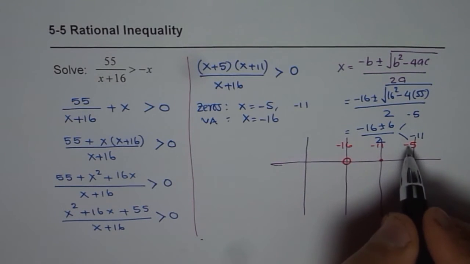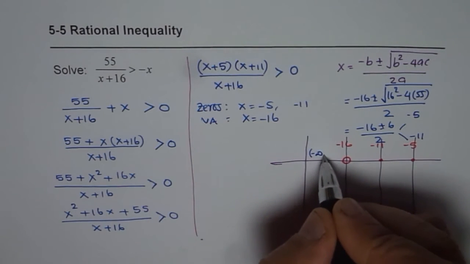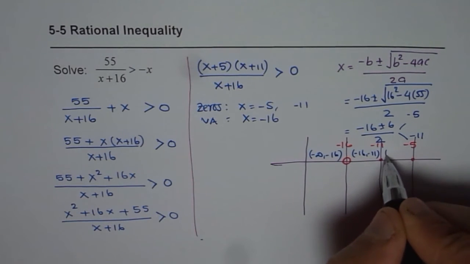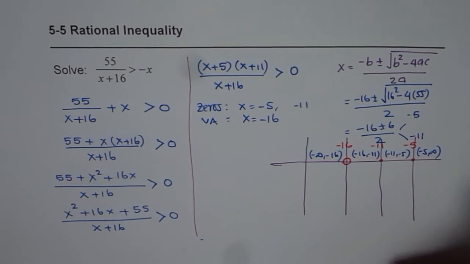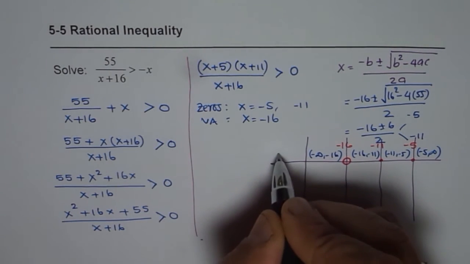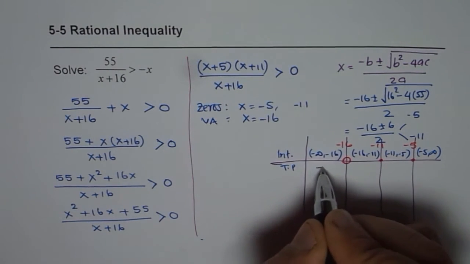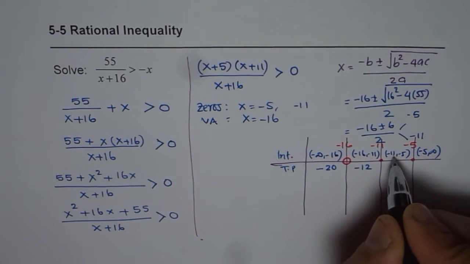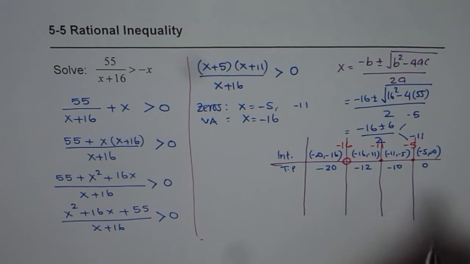Okay, so these zeros or vertical asymptote divide planes into intervals, and the intervals are from minus infinity to minus 16. This is from minus 16 to minus 11. Then we have minus 11 to minus 5, and from minus 5 to infinity. These are the intervals, right? Let's take test point in these intervals. We can take minus 20, for example, here. We can take minus 12. In this case, we can take minus 10, and here we could take 0 as our test point.